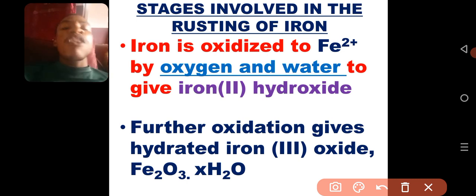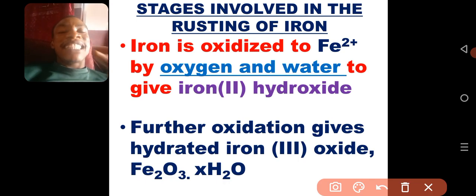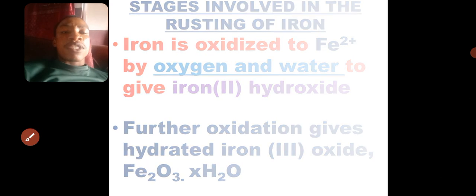Then further oxidation of the iron II hydroxide will now give us hydrated iron III oxide. So those are the stages involved in the rusting of iron. The iron goes into solution first as iron II, and oxygen and water are the agents of that oxidation to give iron II hydroxide. Then that iron II hydroxide will further oxidize to hydrated iron III oxide, which is what we call rust.